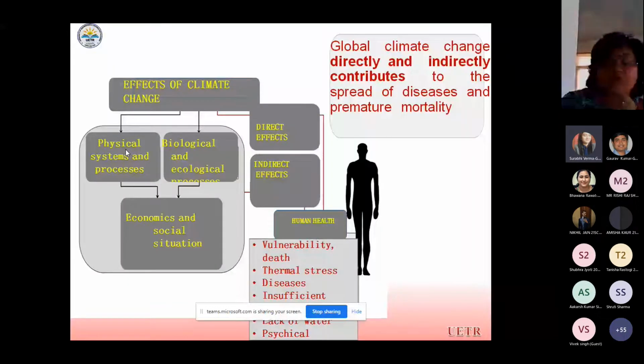Effect of climate change on physical systems and processes, biological and ecological systems. There are some direct effects and some indirect effects. So global climate change directly and indirectly contributes to the spread of disease and premature mortality of human beings. So vulnerability, thermal stress, disease, lack of water, physical disorder.